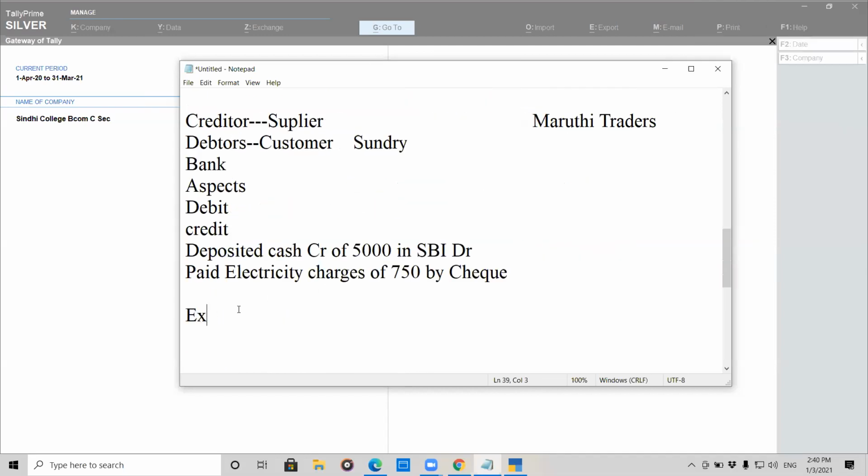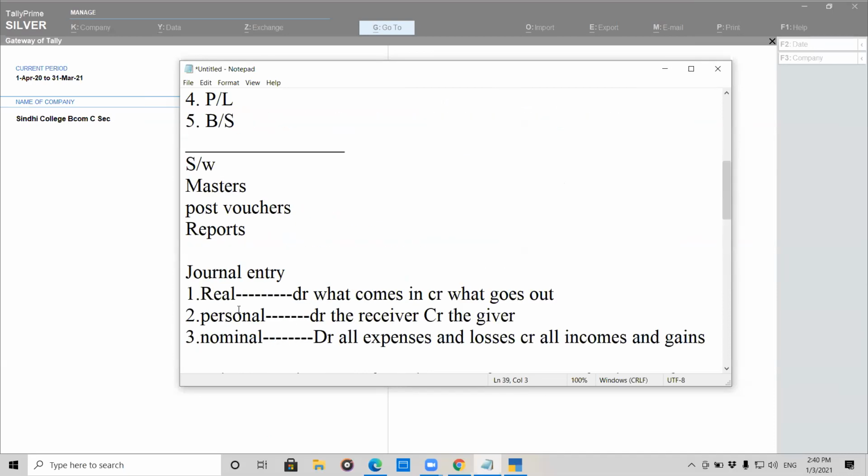Can you scroll up a bit in that example? Here, credit the giver, and credit what goes out in real and personal. If you check the difference, cash is coming out of the bank and the bank is also giving. So both are the same, no sir. You can't consider the bank as a real account. It is a personal account. In the way it is the same as the rule, but you can't consider it like that.